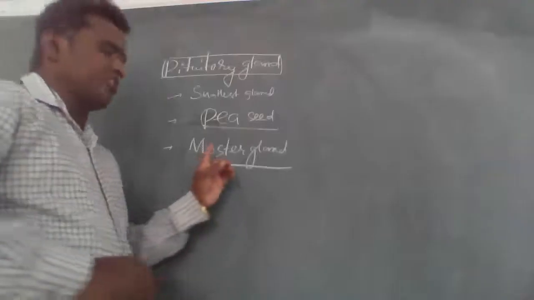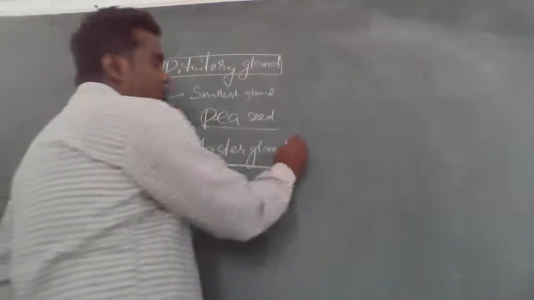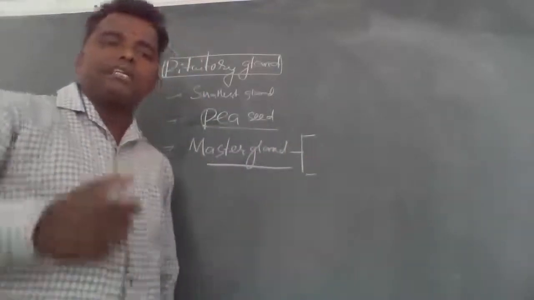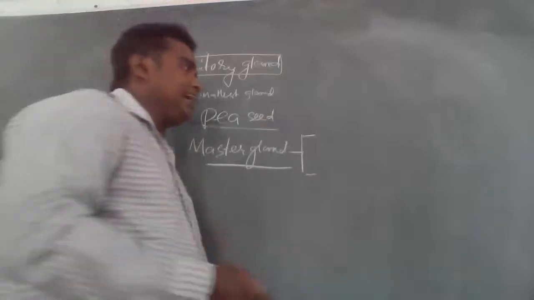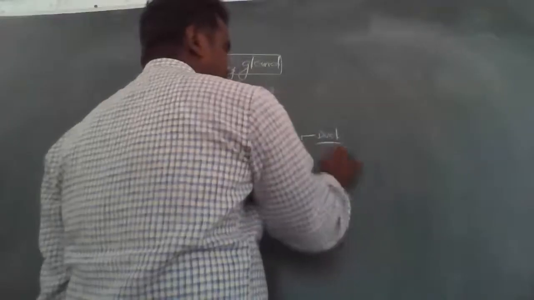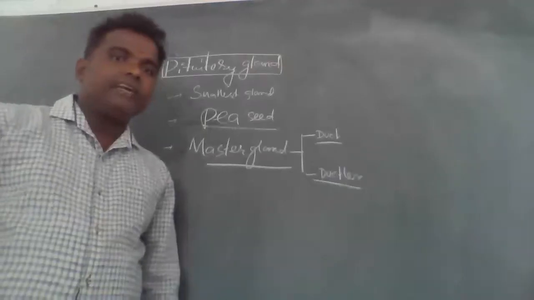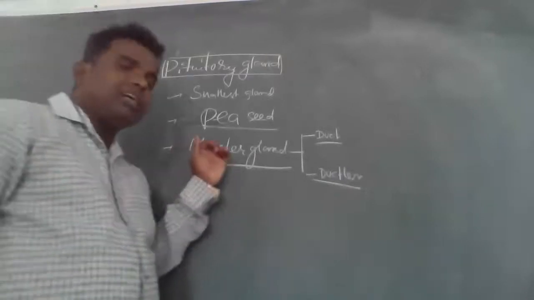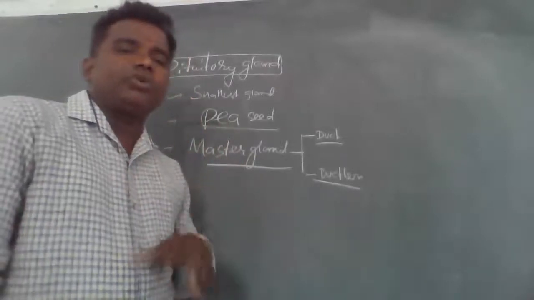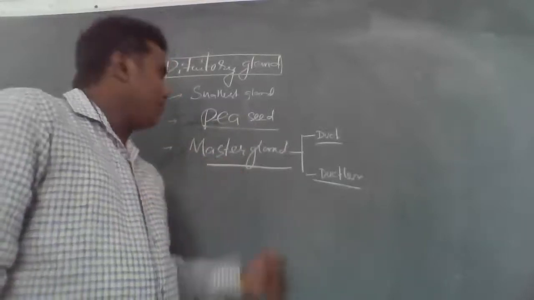Why can we call it a master gland? Because it controls and coordinates the duct and ductless glands. That's why it is called the master gland. It controls all glands, internally and externally, and the total activities are controlled by this pituitary gland. That's why it's called the master gland.